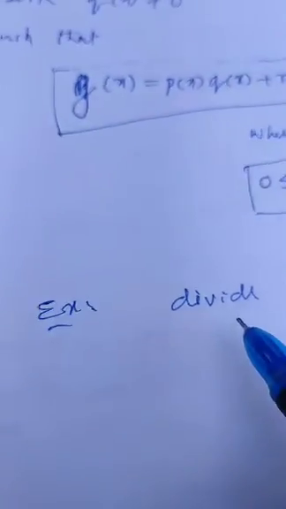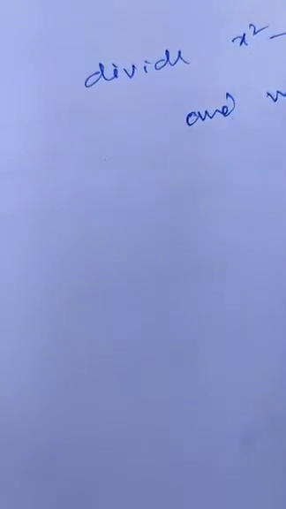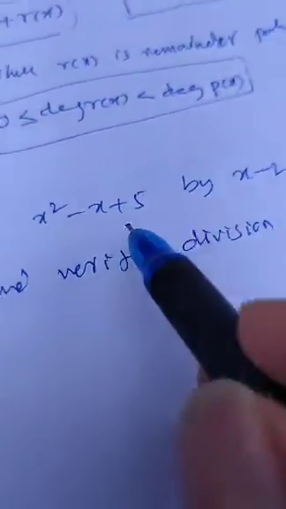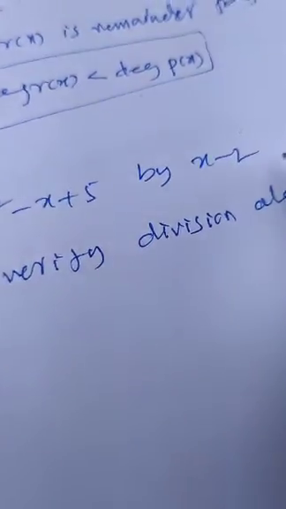Let me explain this division algorithm with one example. Suppose I am taking one example: divide x square minus x plus 5 by x minus 2, and verify the division algorithm. So I am dividing x square minus x plus 5 by this polynomial, right? And verify the division algorithm.